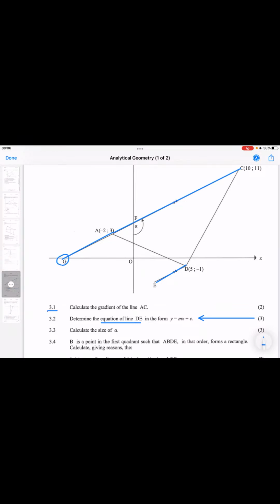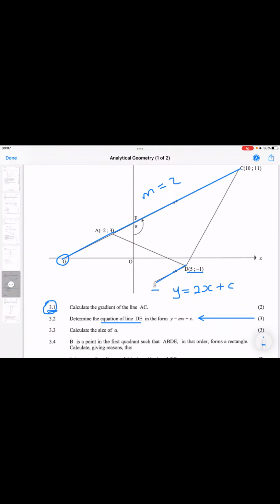Here you did calculate the gradient, and that same gradient has to be the same as the gradient of DE. This is what I'm going to do. I will assume that gradient that you calculated there to be positive 2. You will need to calculate to get the correct answer. So that means for this question, you are having y equals that same gradient, because they are parallel. Parallel lines have equal or the same gradients.